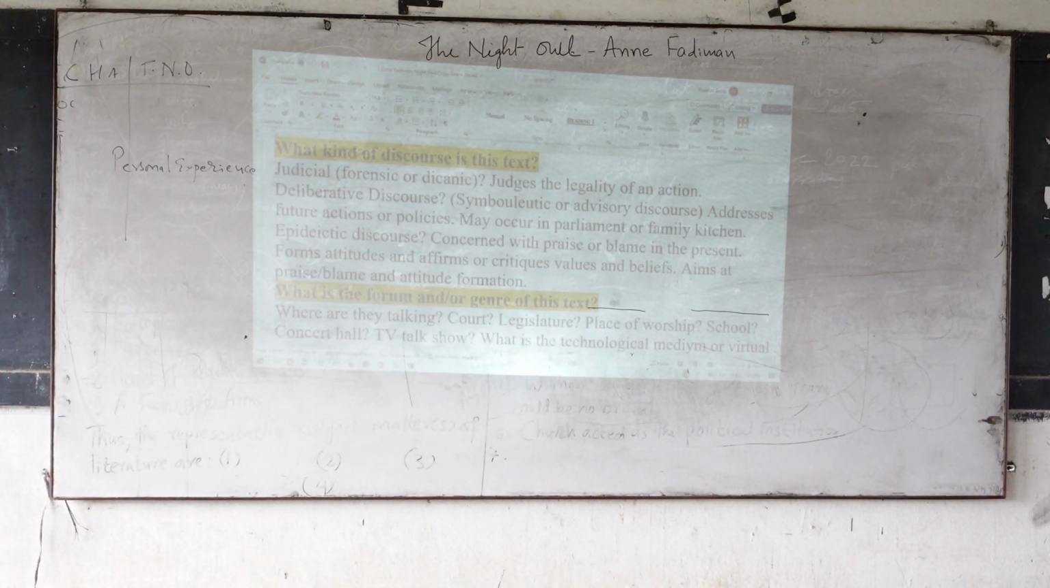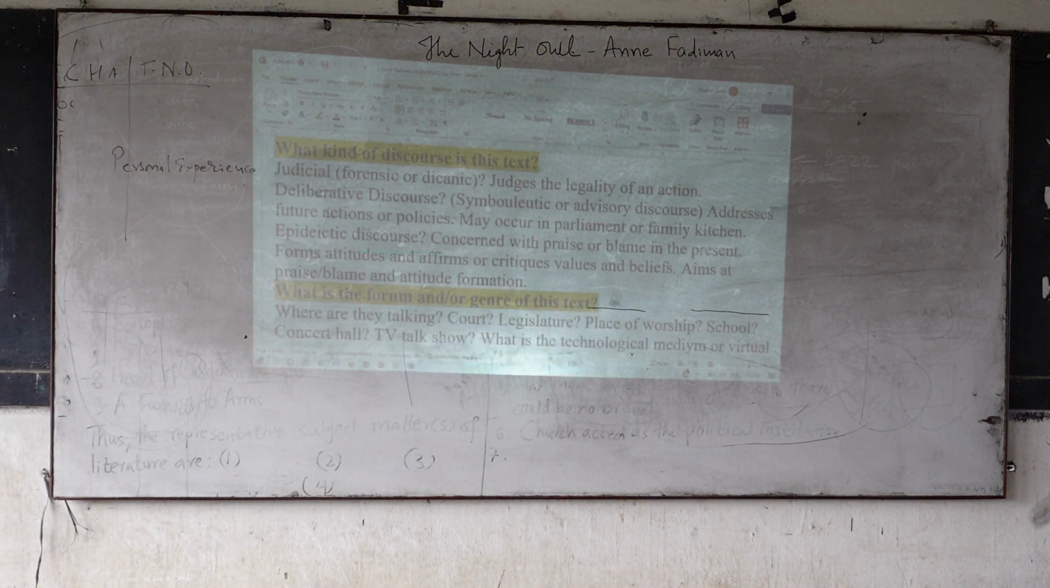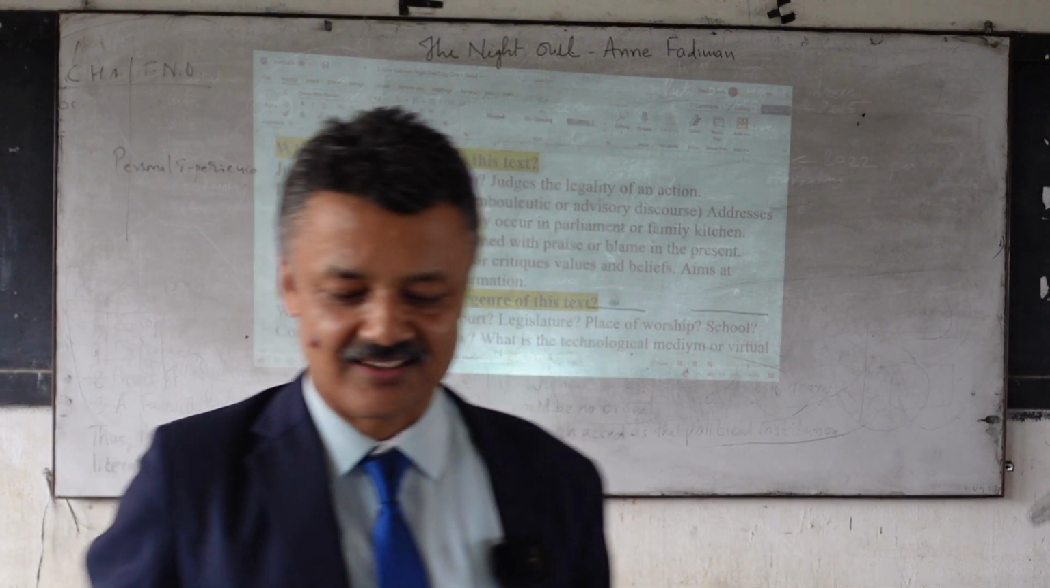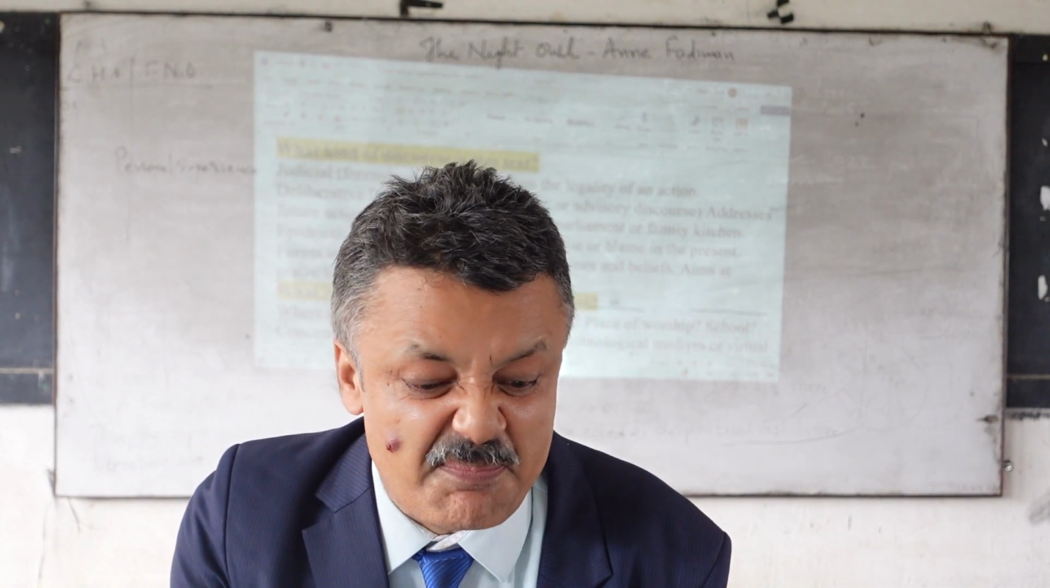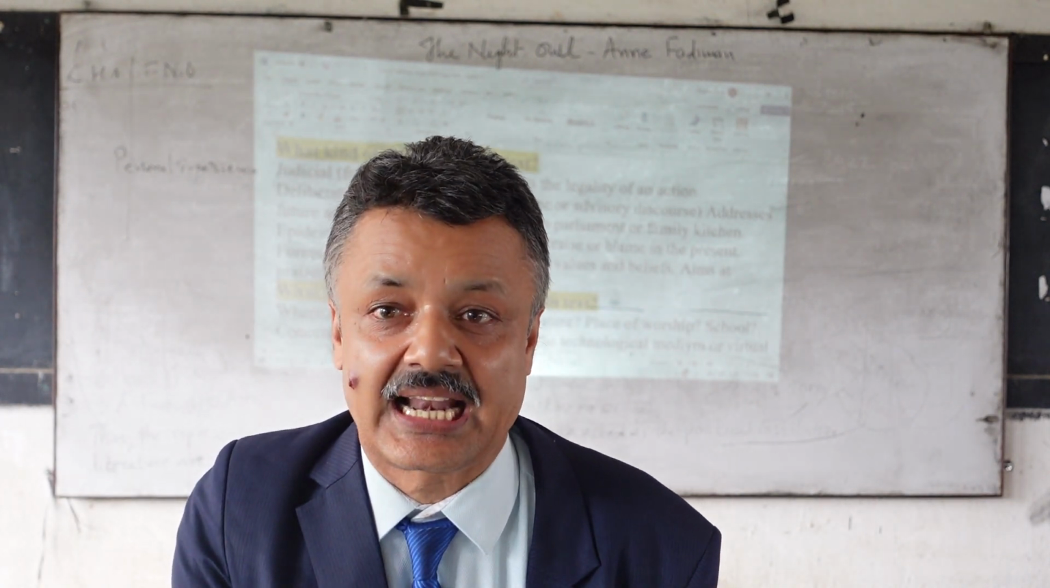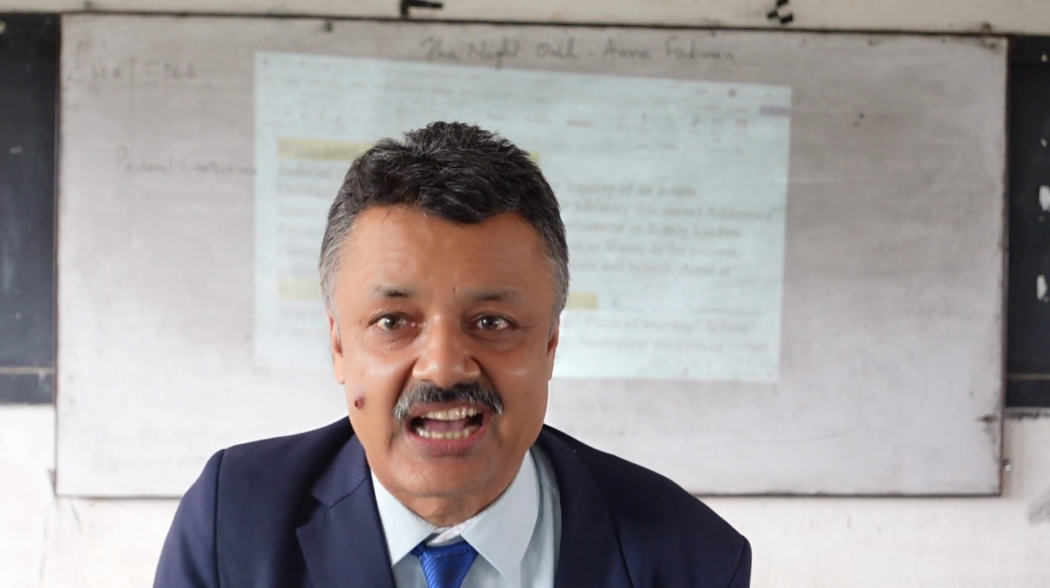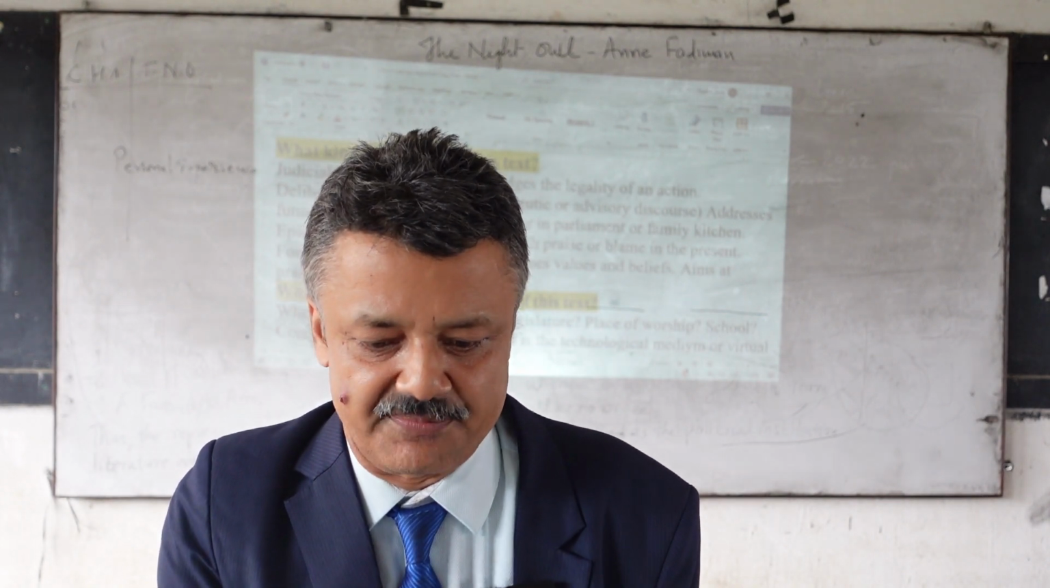The traffic police catches you violating the lane rule and gives you the ticket, and you debate, that's a judicial discourse. You say, no, I didn't violate. He says, look in the camera. That's a judicial discourse. Right? Now, second is deliberative discourse. Deliberative discourse.